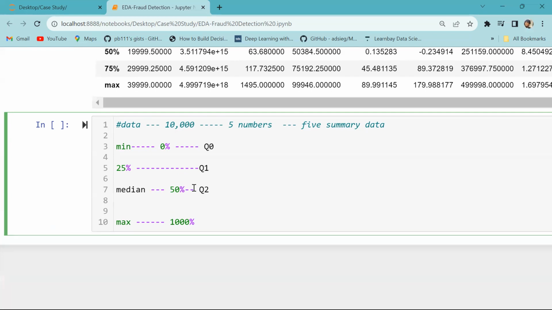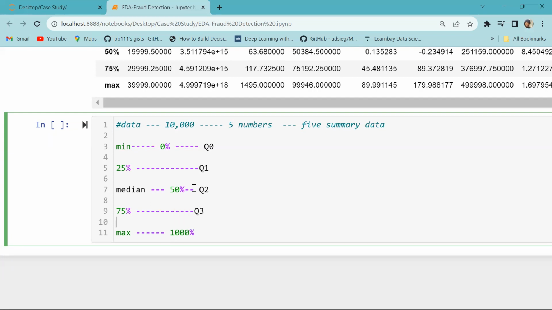In between the median and max, you have some middle number, which we call the 75 percentile of the data. That 75 percentile of the data we represent with Q3. And the max is the 100 percentile of the data, which we represent with Q4. This is the way, even if you have millions and trillions of observations, that entire thing we can represent with five elements, which we call the five-number summary. Clear?